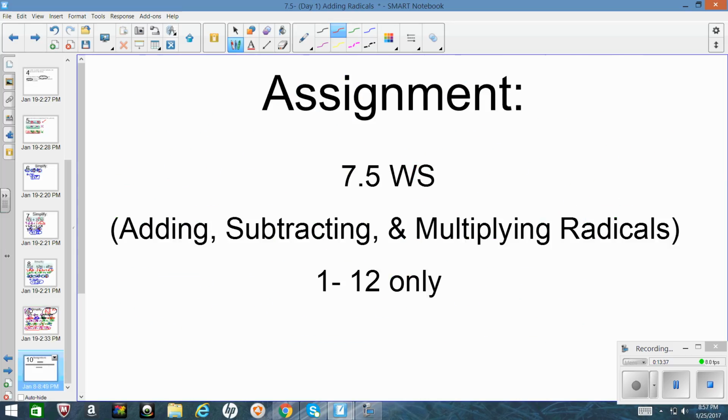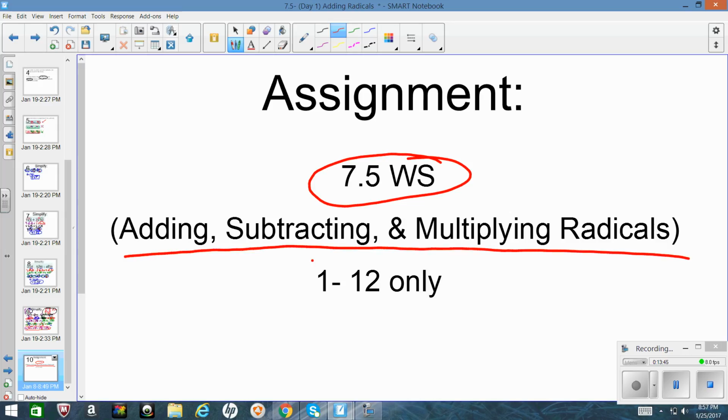So your assignment for today is to do worksheet 7.5, the adding, subtracting, multiplying radicals worksheet that you're going to pick up today, and we're just doing the front page, 1 through 12 only.